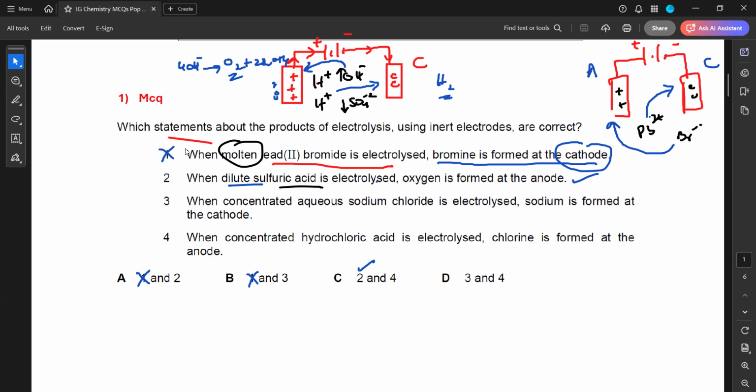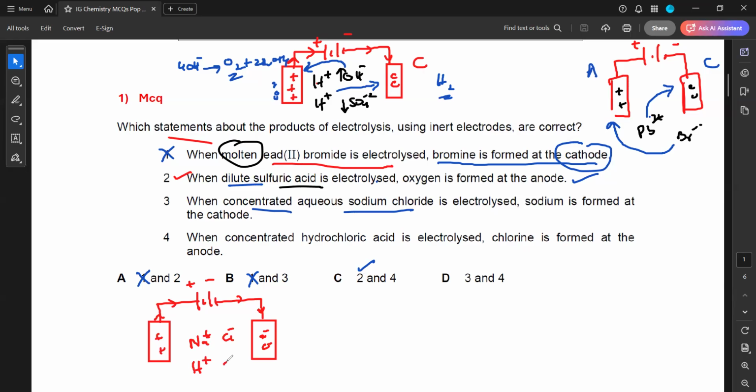What about 3? So statement 2 is correct. What about statement 3? When concentrated aqueous sodium chloride is electrolyzed, sodium is formed. So again, if we work it out, this is an electrolytic cell and we connect it with a battery. Electrons will move out, so the majority of the electrons will be here, and most of the positive ions there. Now, the solution is concentrated sodium chloride. So it contains a sodium ion, a chloride ion, a hydrogen ion and a hydroxide ion.